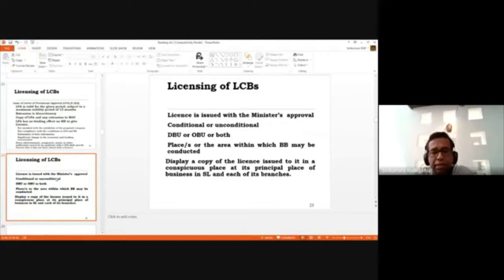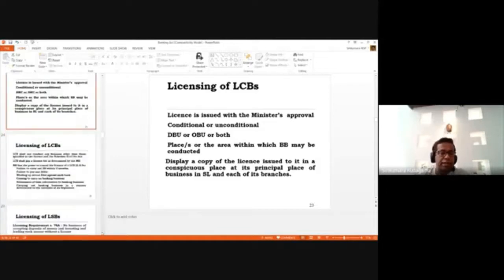It is necessary to display a copy of the license issued in conspicuous places at the principal office of business in Sri Lanka and each of its branch offices. You know, when you walk into banks and into your workplaces, you see this license. Right? It is a legal requirement under the Banking Act that you need to exhibit the license issued to you. I think nowadays most of the banks exhibit it not by way of a physical document, but on their electronic screens and so on. However, it's a requirement that this needs to be exhibited.